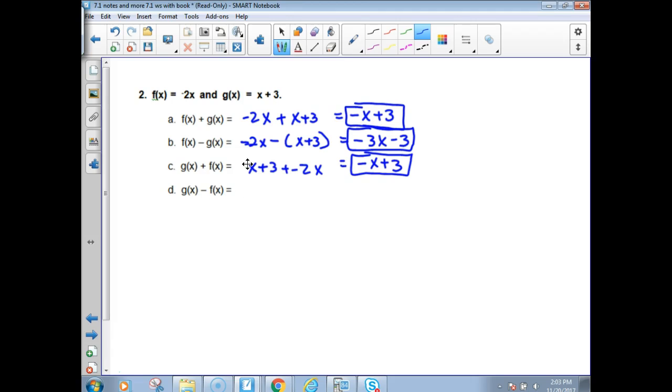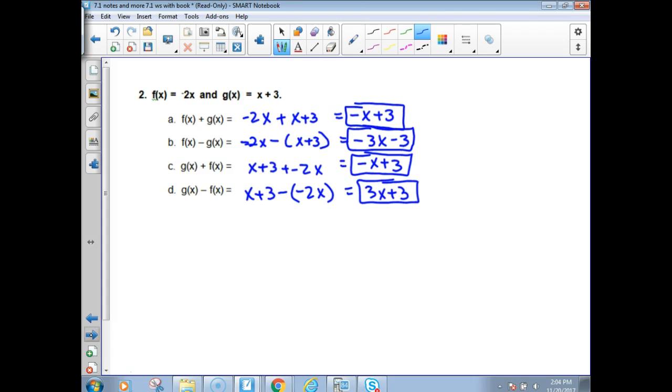And then this will change. G of x minus f of x, starting with the g function, x plus 3. Subtract from that a negative 2x, the f function. That's going to give us x plus 2x, which will be 3x plus 3. Okay, so far? Now, all of those, by the way, were linear. All the domains would have been negative infinity to infinity on them.